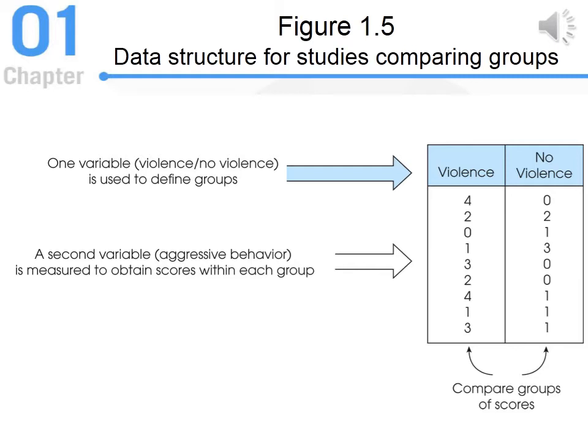So in this instance, the first variable defines the groups. That is, some kids watched a violence video, other kids watched a no violence video. The second variable, the number of aggressive activities or behaviors that they displayed on the playground, was used to measure their behavior. And so those scores that you see in the graph are the number of aggressive behaviors that were coded as the kids were playing on the playground. These scores are used to compare the two groups.